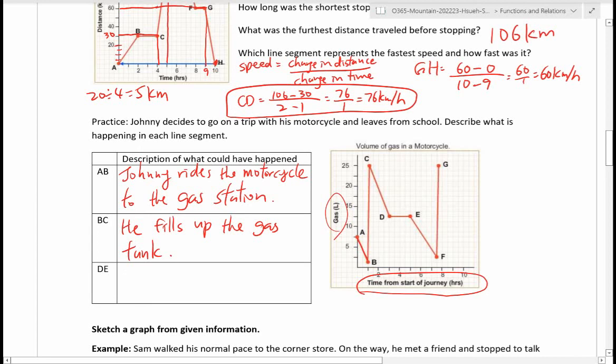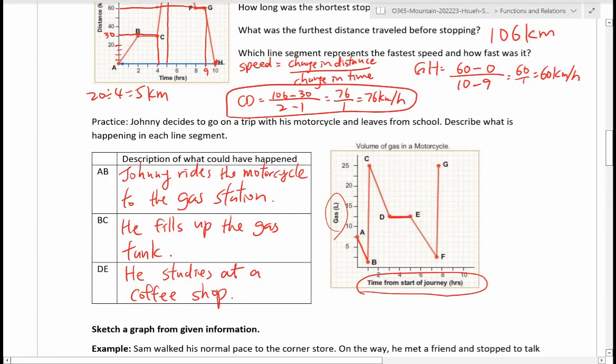Okay, finally for D to E, the amount of gas did not change. Well, the only thing that could happen is he was resting, right? So maybe he studies at a coffee shop. Again, obviously, I'm just making up stories. It could be anything, but clearly he was not moving, right? That's why the amount of gas stays the same.